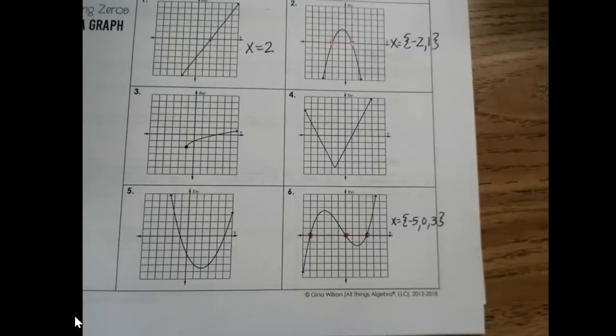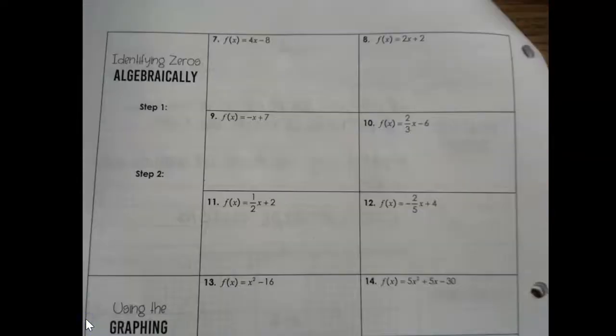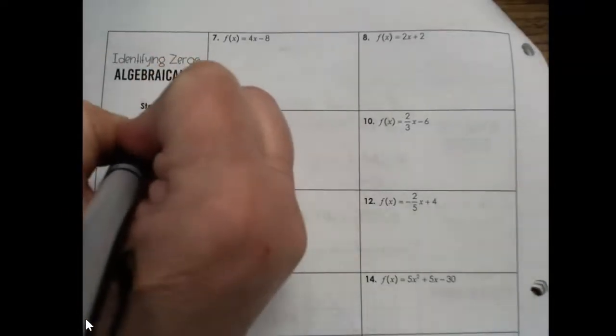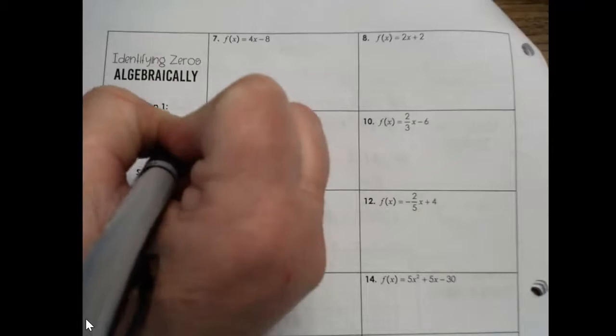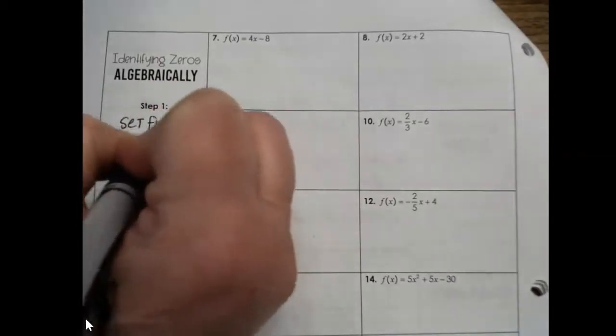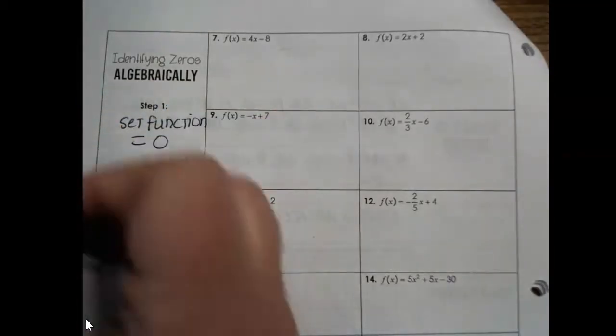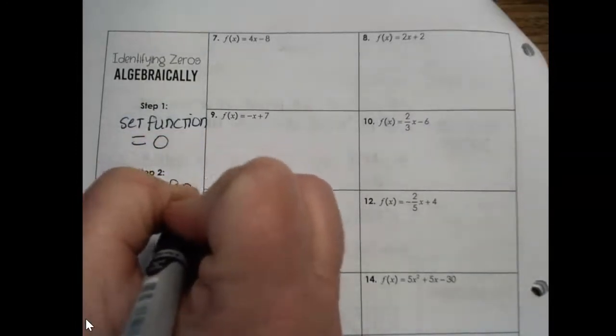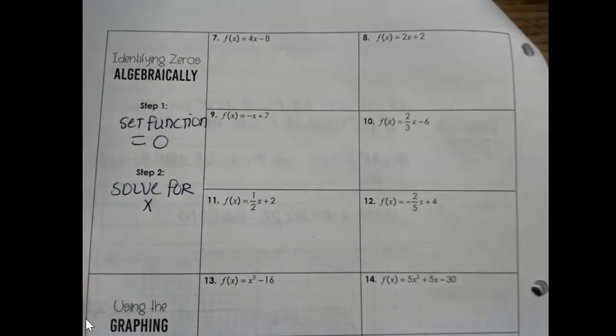Let's flip these over and see how to do this algebraically. On the front side, I said what is a zero, and algebraically I said it's the points at which f of x equals 0, or when y equals 0. So really what you want to do is set the function equal to 0, and then solve for x. All right, so here's what I mean.